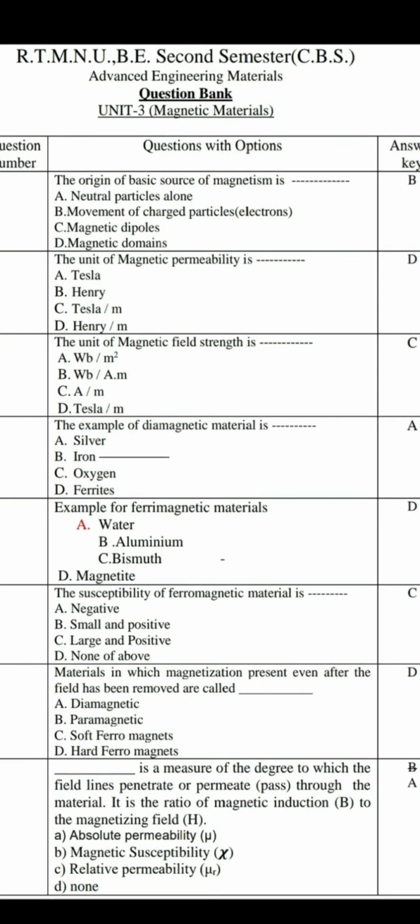Eighth, fill in the blank: blank is a measure of degree to which the field lines penetrate or permeate through the material. It is the ratio of magnetic induction to the magnetizing field. So the options are A absolute permeability, B magnetic susceptibility, C relative permeability, D none. So the correct answer is A, that is absolute permeability.